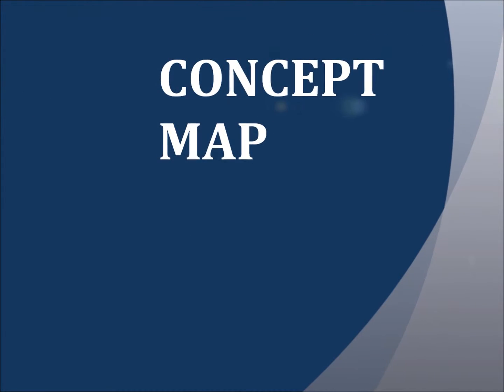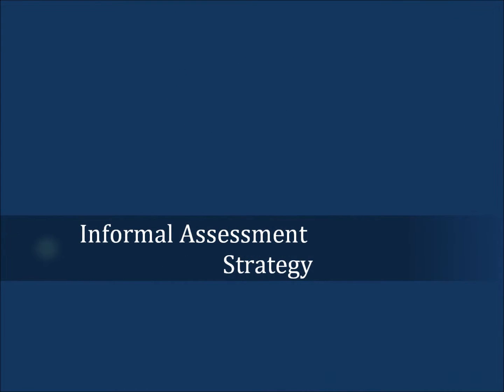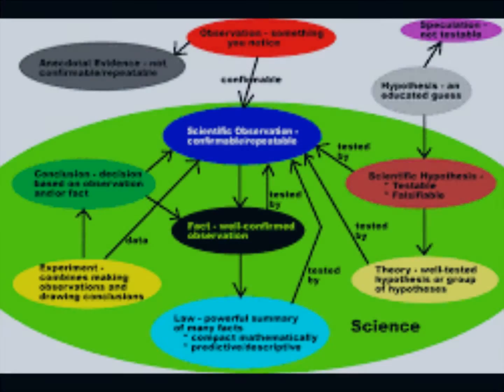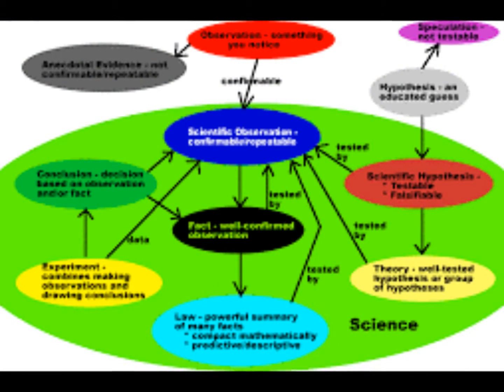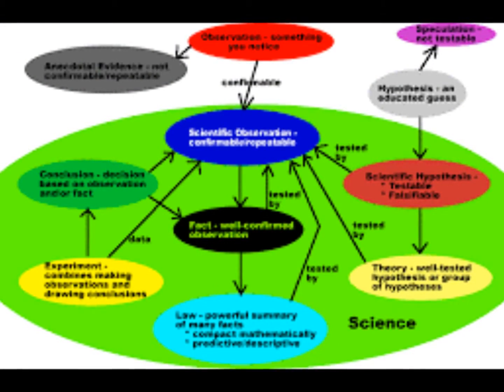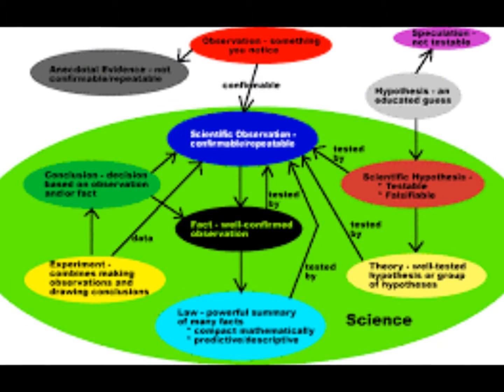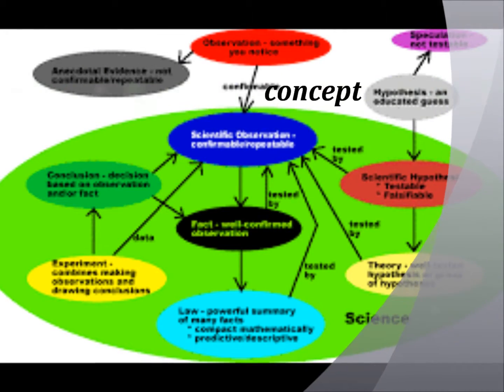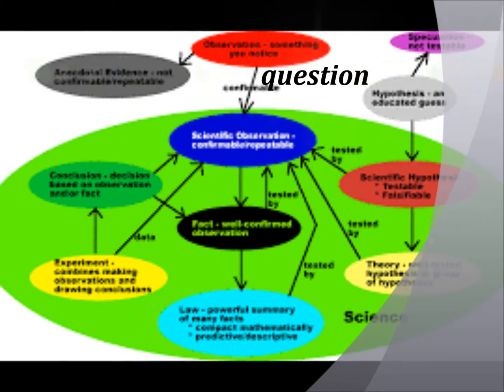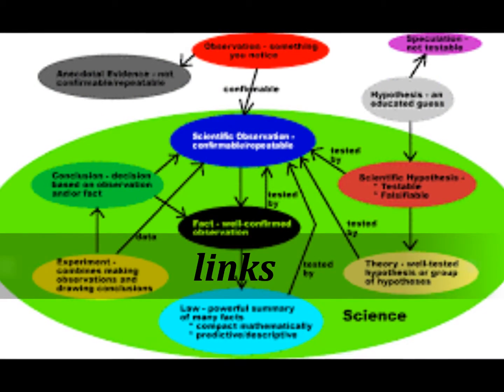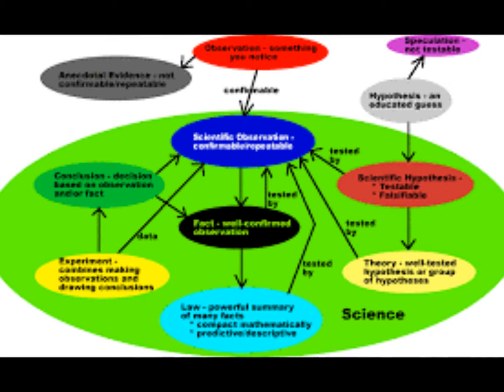This video is on concept map as an informal assessment strategy. Concept mapping is a technique for representing the structure of information visually that describes the relationship between ideas in a knowledge domain. A concept map consists of nodes or cells that contain a concept, item, or question and links. The links are labeled and denote direction with an arrow symbol.